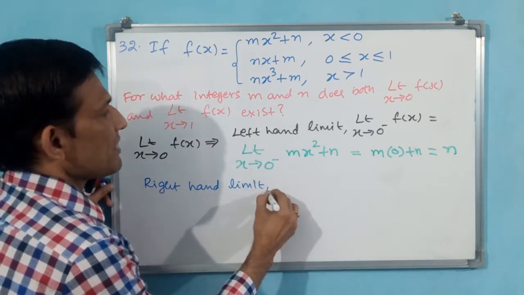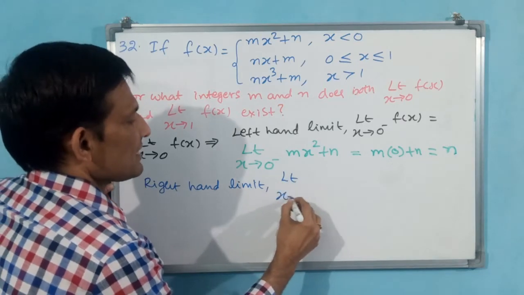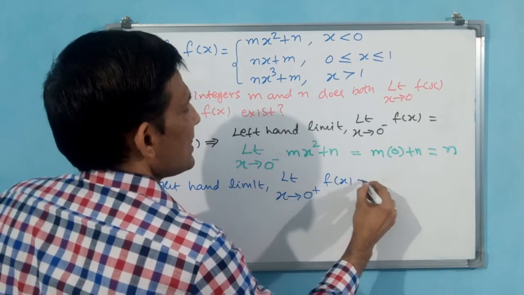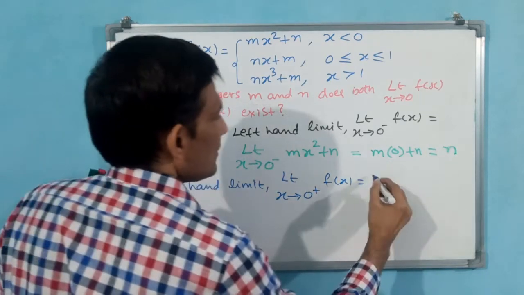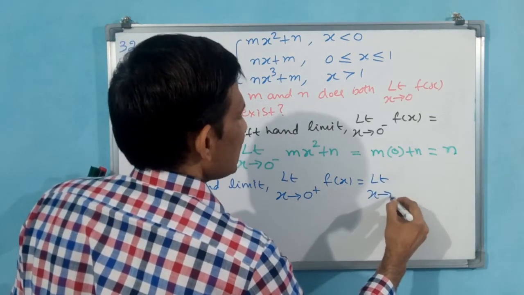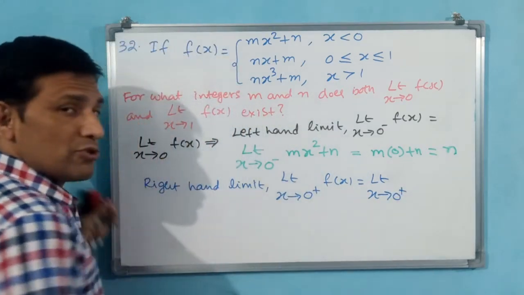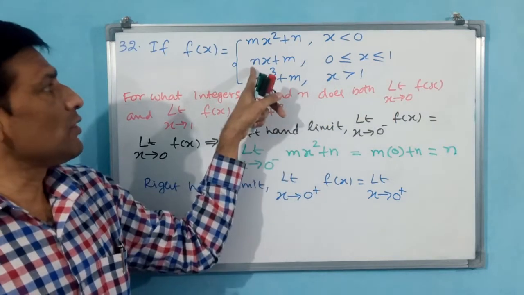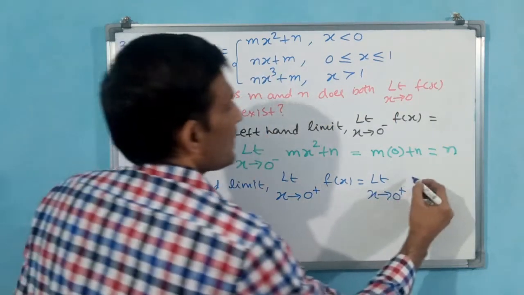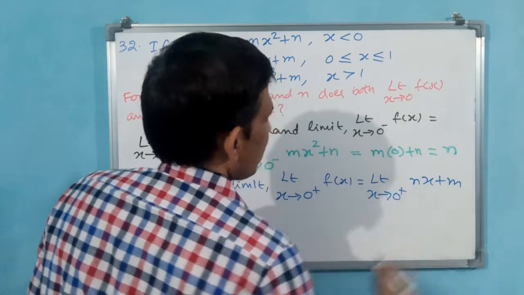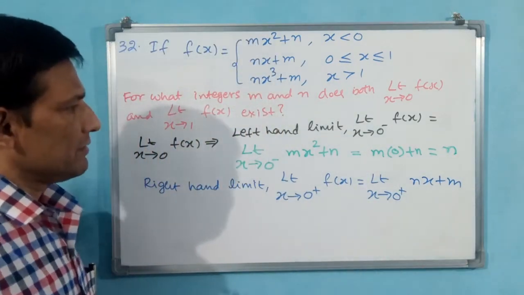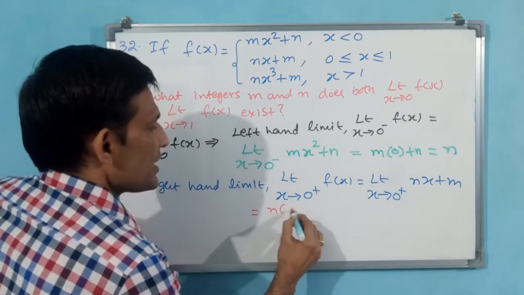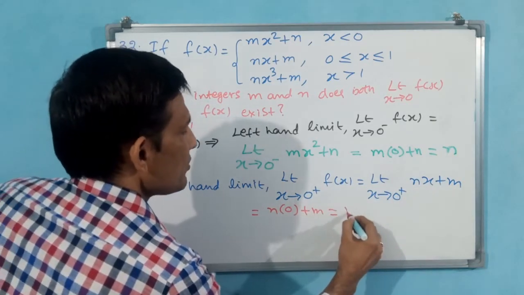Right hand limit: limit x tends to 0 plus f of x is equal to limit x tends to 0 plus. See, 0 plus means what? 0 plus, but up to 1, you have to take nx plus m. Write down nx plus m. Then you substitute 0. If you substitute n into 0 plus m, that is equal to m.